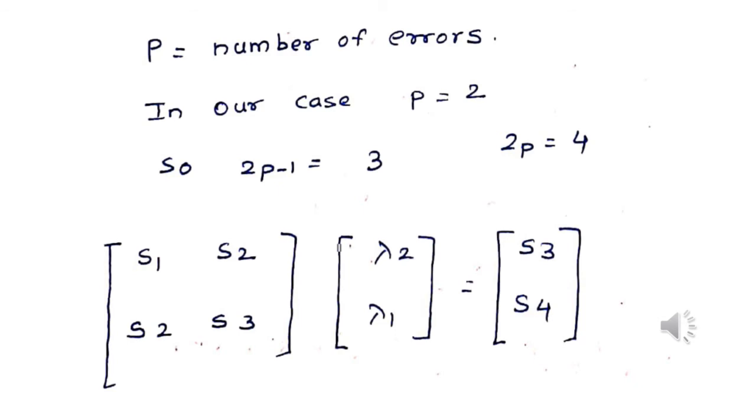Okay, so as we discussed, P is the number of errors. In our case, P is 2. So 2P minus 1 will be 3 and 2P is equal to 4. So if you refer to the matrix, it will be S1, S2, S2, S3 into lambda 2, lambda 1 is equal to S3 and S4. Again, if you refer to the previous slide, S1, S2 up to SP is the first row. As P is 2, the first row is S1, S2, and the last row is SP up to S of 2P minus 1, so the last row will be S2 and S3, and then you have lambda P up to lambda 1, but P is 2, so it will have lambda 2 and lambda 1, and the third matrix is S3 and S4. So now our aim is to solve for lambda 2 and lambda 1, because lambda 2 and lambda 1 are later used to calculate the error locations.